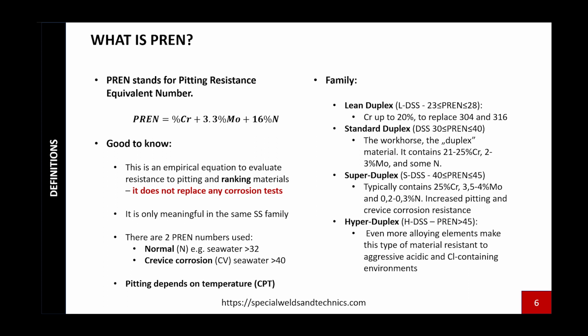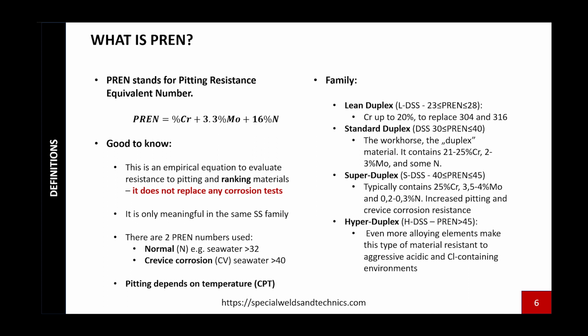Where do we use this PREN? In the real world, we use two different types of PREN numbers for a given alloy. The first number represents the normal condition, which means you have a body, let's say in the seawater, and to have a seawater resistant material, we need a PREN number minimum 32. But again, this is for the normal case.